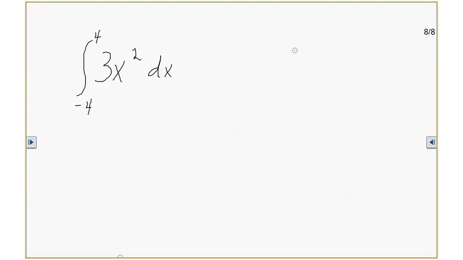Well, what is a parabola? What's unique about a parabola? It's the same on the left side as it is on the right side, right? So to make this easier, I could do 2 times the integral from 0 to 4 of 3x squared dx.